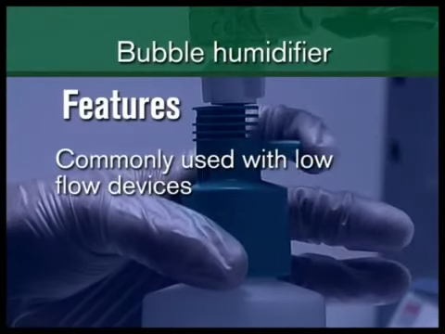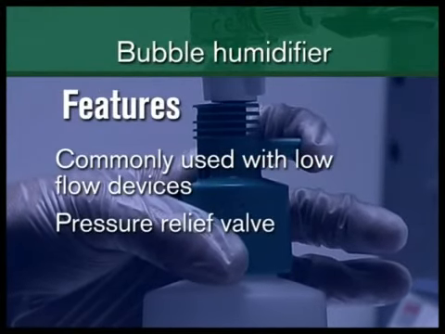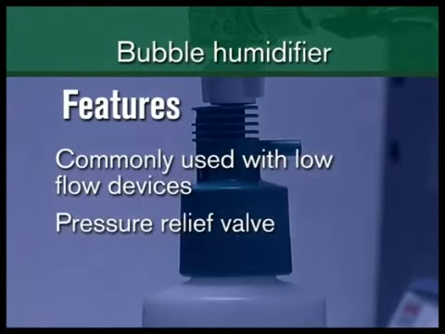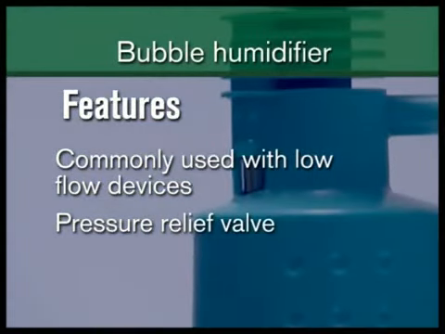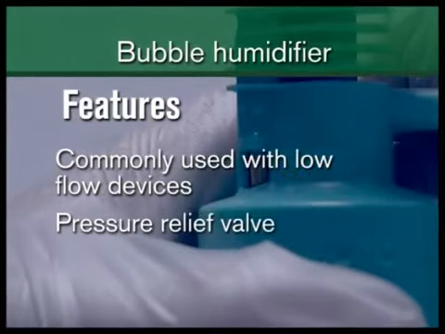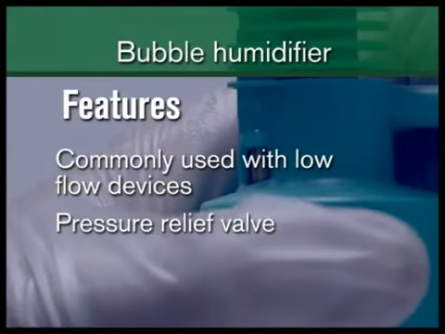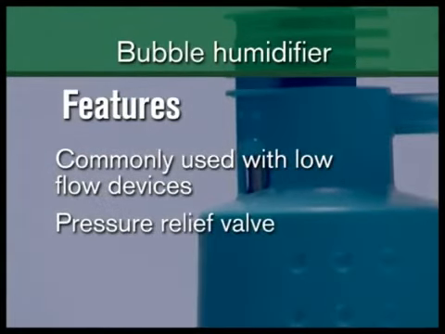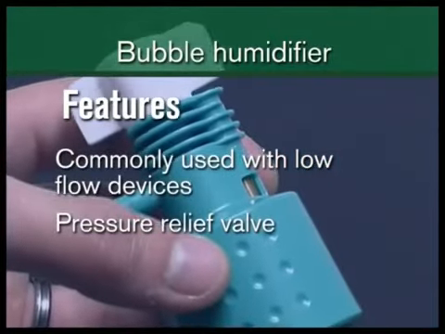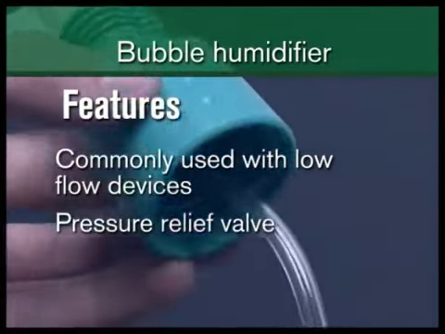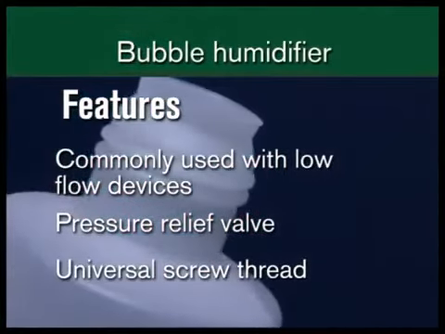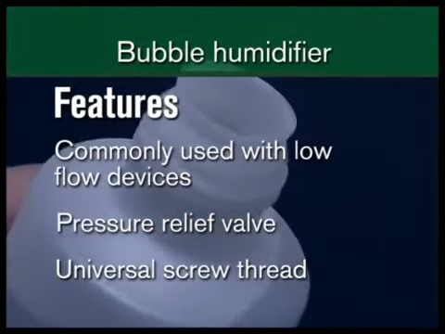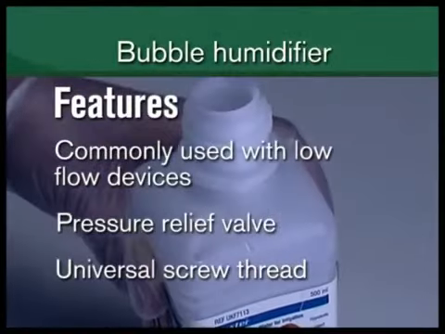Some models incorporate a pressure relief valve designed to prevent excessive pressures building up in the bottle should the oxygen tubing become occluded. Operation of the relief valve may also activate an audible warning, drawing the attention of the user to this problem. The head of the bubble humidifier may also incorporate a universal screw thread. This permits the use of a bottle, which can be refilled with sterile water, or the use of pre-filled sterile water bottles.